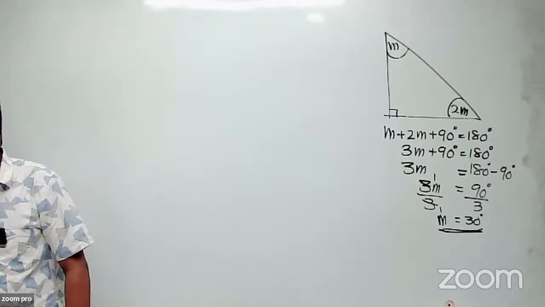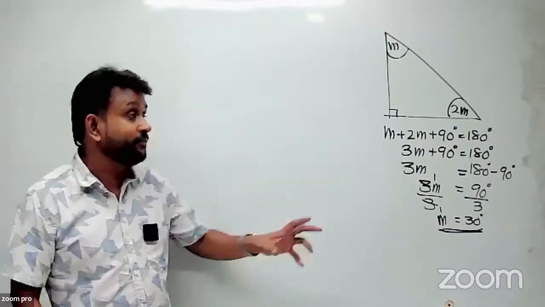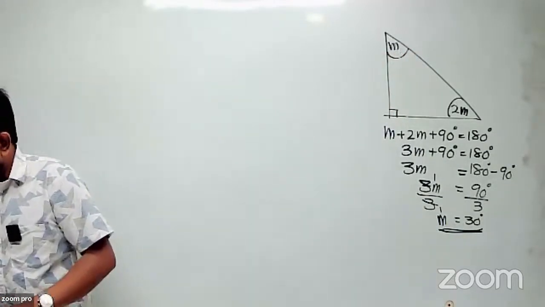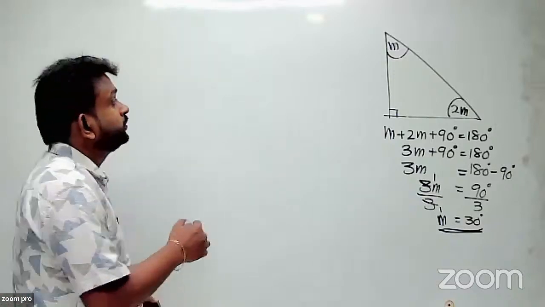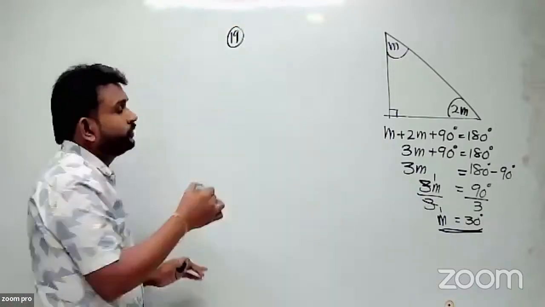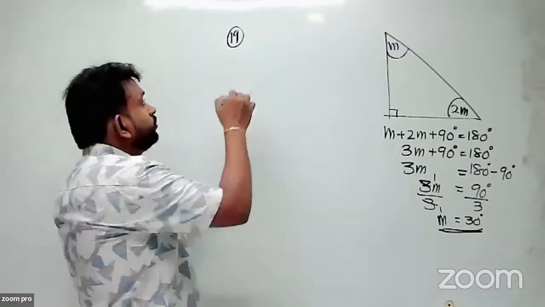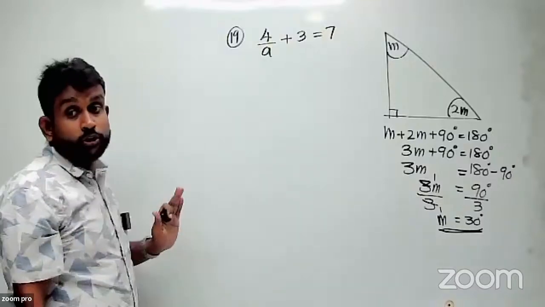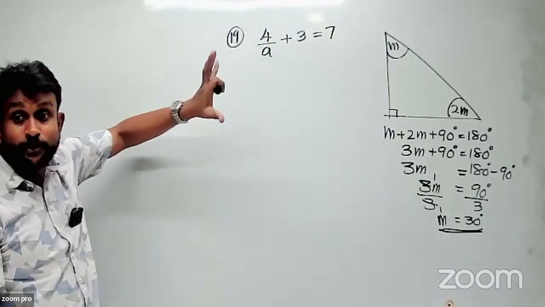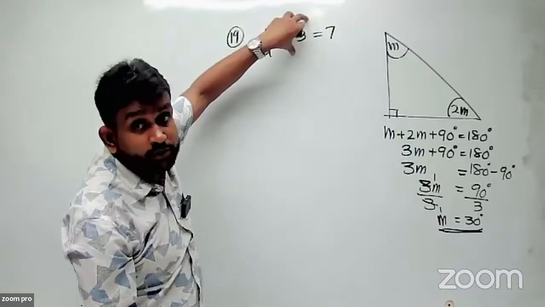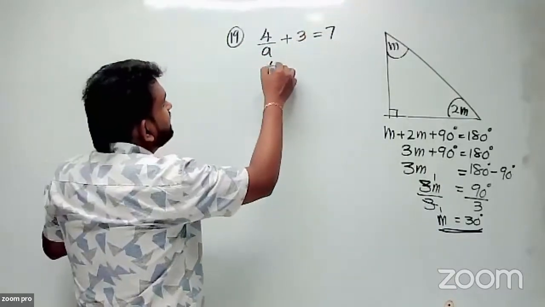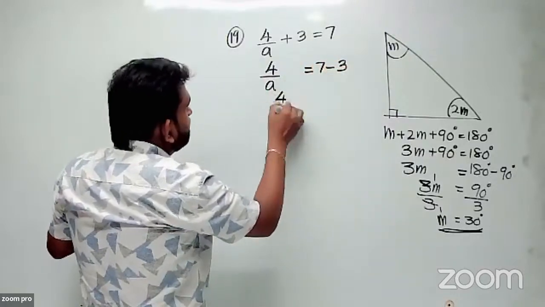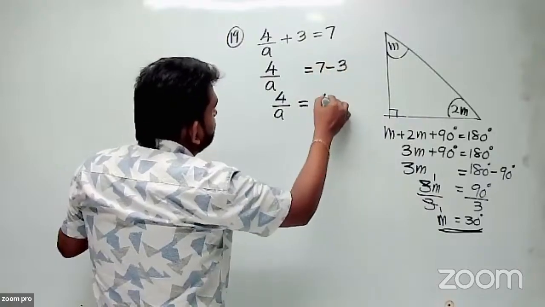Then question number 19, that is a simple equation. Not much hard, right? Just the logic, interior angle sum adds up to 180 degrees. Okay, question number 19. See there, 4 upon a plus 3 equals 7, right? This is a simple equation. Bring this plus 3 to the other side and isolate the a term. 4 upon a equals 7 subtract 3, which means 4.